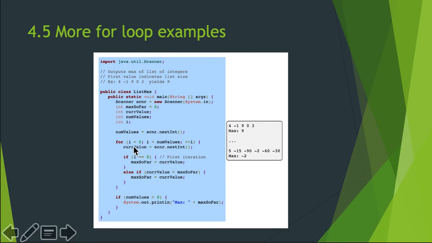Over here we see the for statement: the initialization, the condition, and the update, plus plus i. For example, we have the values 4, minus 1, 9, 0, 3, and it will check the values and compare. As long as i is not equal to 0, it will compare, and it will find out the maximum is 9.